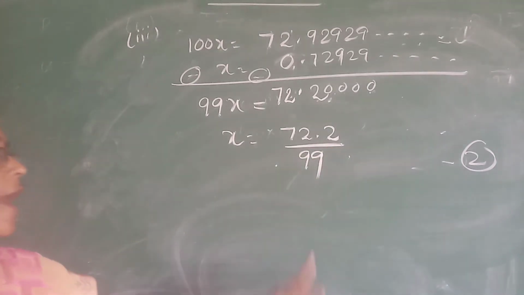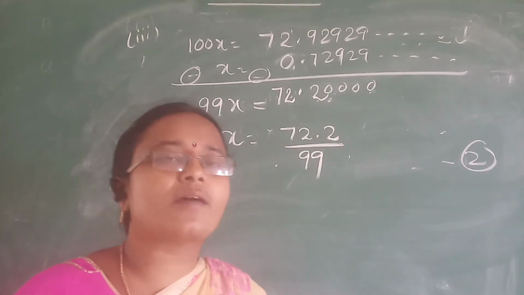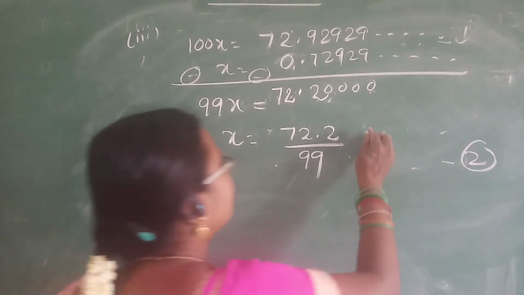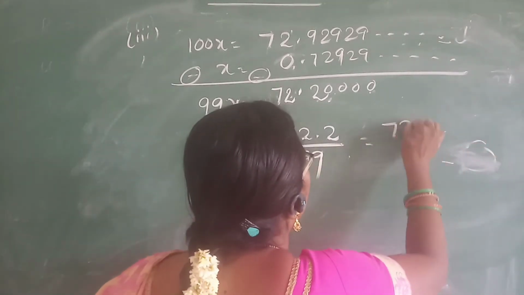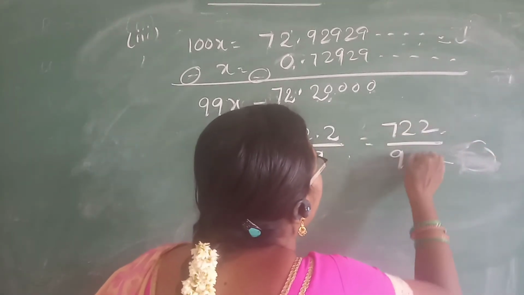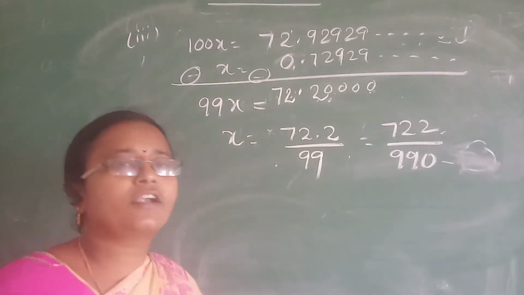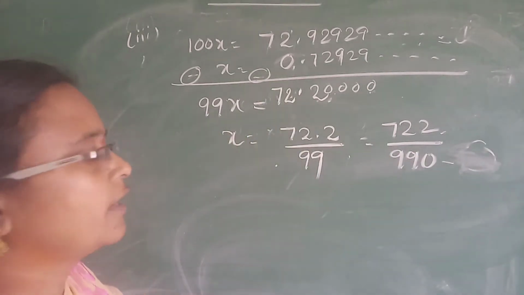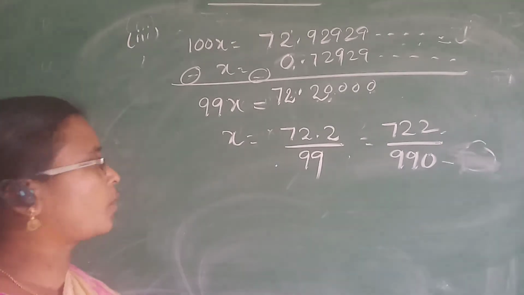Now again here, the decimal point is still present. This can be written as 722 by 990. 722 by 990. Now we shall make the cancellation of this problem.